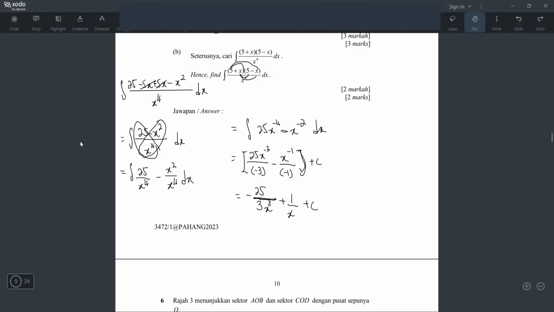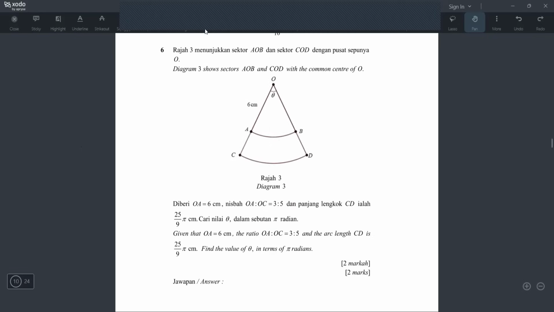So this is how I would do it. Okay, I think we can continue, right? Number 6, diagram 3 shows sector. I mispronounced, I said vector. Okay, shows sectors AOB and COD with a common center.